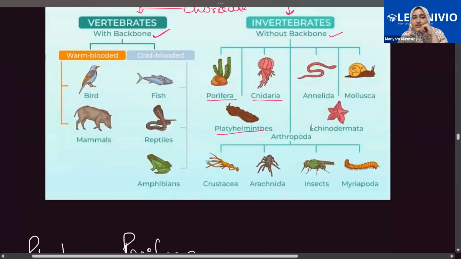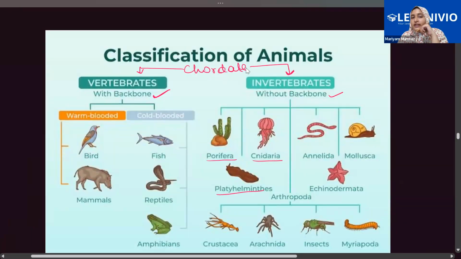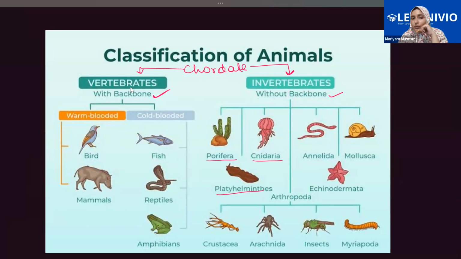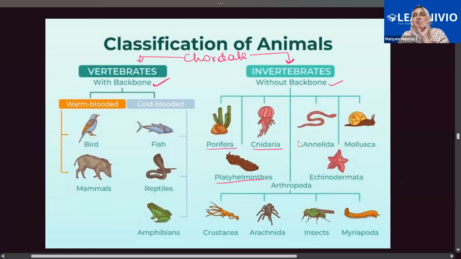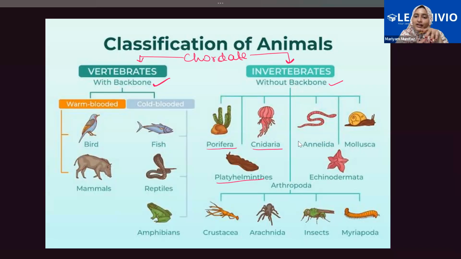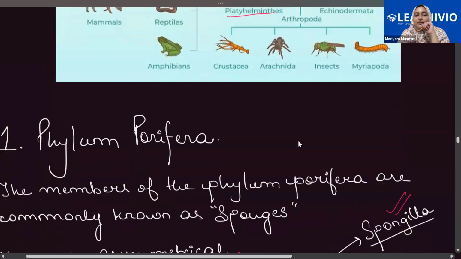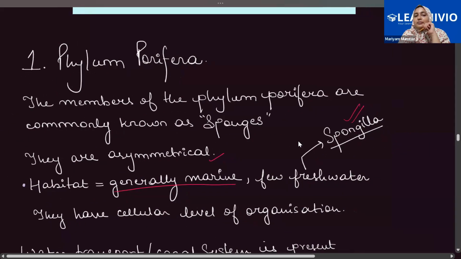So the first one we're going to see, this is the division of Chordata. The chordates have been divided into two types: vertebrates, those that have notochords replaced by vertebral column, and then there are invertebrates or non-chordates. Clear? There is this very famous saying that all vertebrates are chordates, but all chordates are not vertebrates. You understand this? Because not all of them have got the backbone. You'll see. Now, we are going to start with the first phylum, that is phylum Porifera.